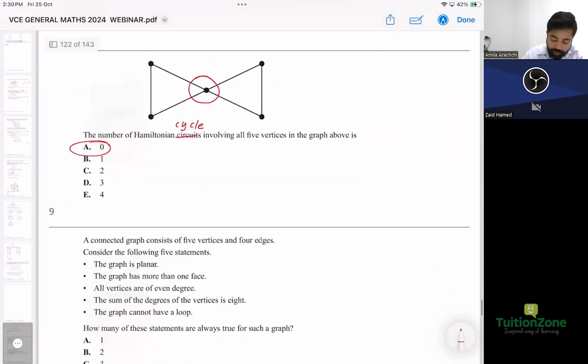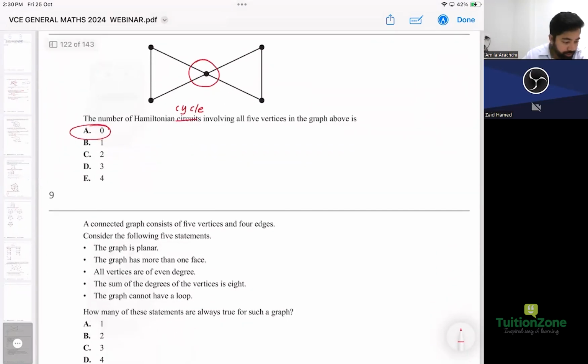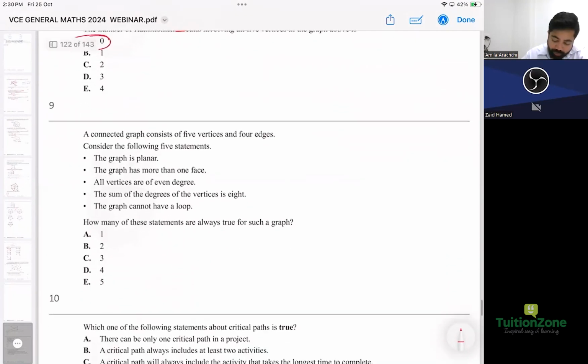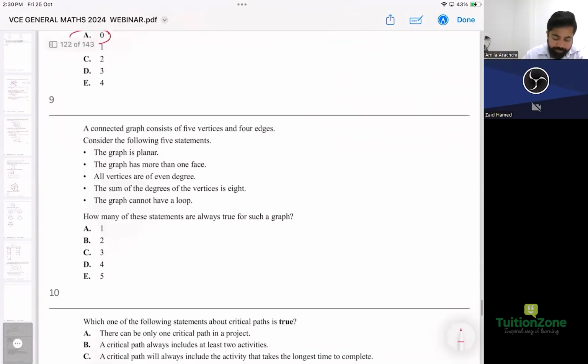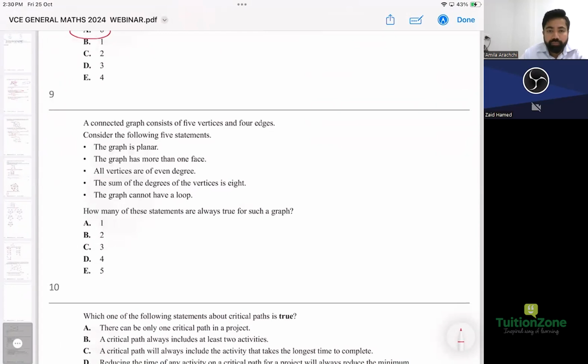Right? That's good. Let's try another question. I think this is also a good question. Number 9. So a connected graph consists of 5 vertices and 4 edges. Can you just draw any diagram to reflect that? Just say 5 vertices and 4 edges. You can do maybe 2 diagrams. Then you can easily compare all these options. So 5 vertices, 4 edges.